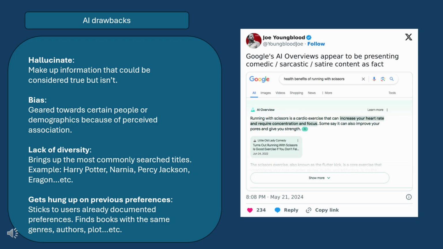Finally, concerns about patron privacy and confidentiality. Using the user's personal data to curate a list can cause issues with how the data is being used and where it's being stored.